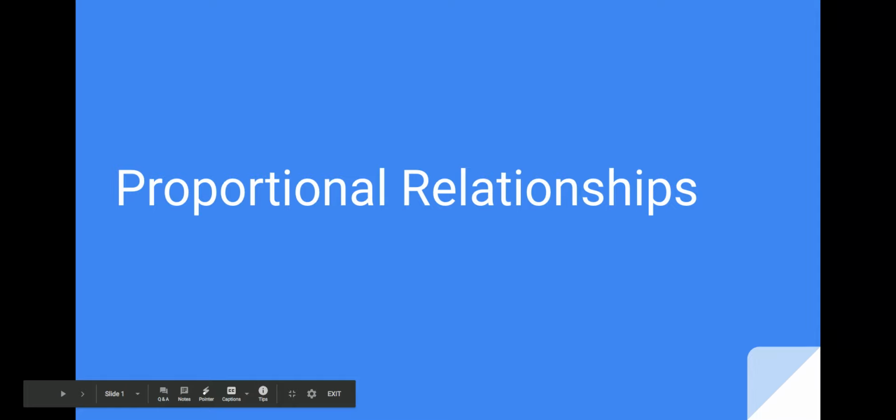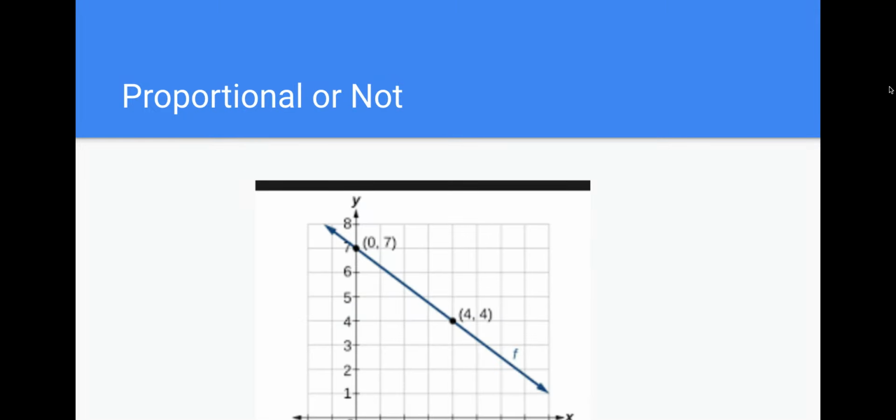Okay, so we're going to review proportional relationships. Let's get into it. Let's see. Well, so easy to do. Okay, so looking at this graph, is it proportional or not?